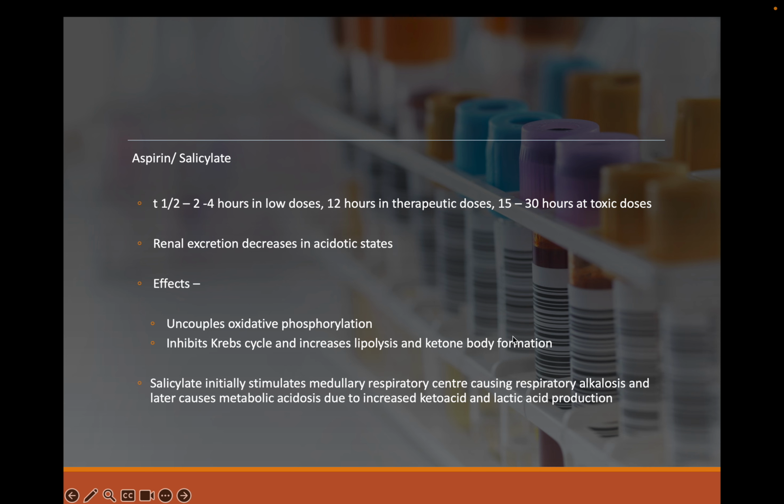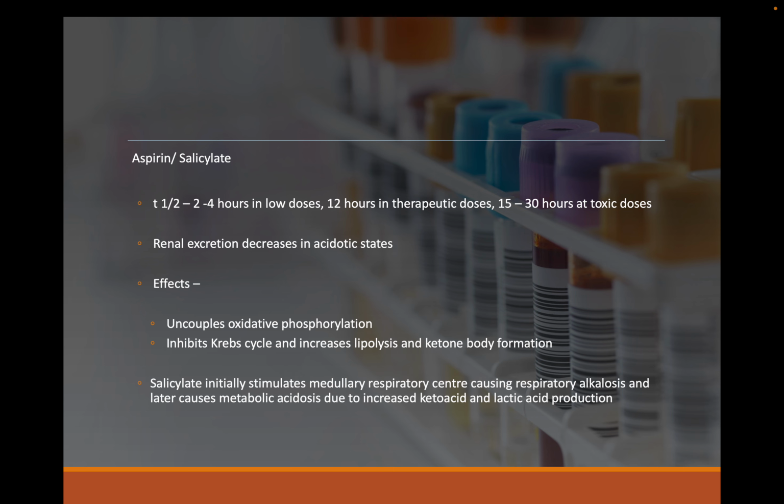So aspirin or salicylate is one notorious drug which can cause both respiratory alkalosis and metabolic acidosis. How it causes this, I will tell you. It causes uncoupling of oxidative phosphorylation. So it inhibits the Krebs cycle and increases lipolysis and ketone body formation. That is how it causes ketoacidosis per se, because uncoupling of oxidative phosphorylation causes lactic acidosis. It also causes lipolysis and ketone bodies. That is how it causes metabolic acidosis.